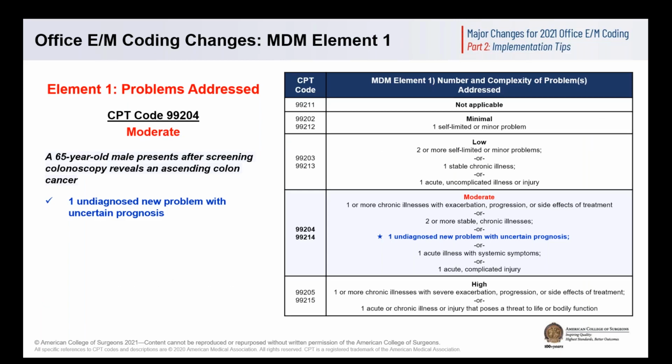So going through our elements again, the first element of problem reaches a level 4 or moderate. This is an undiagnosed new problem with an uncertain prognosis. We know he has colon cancer, but we don't know his ultimate stage. And so the prognosis is currently uncertain. Next slide.